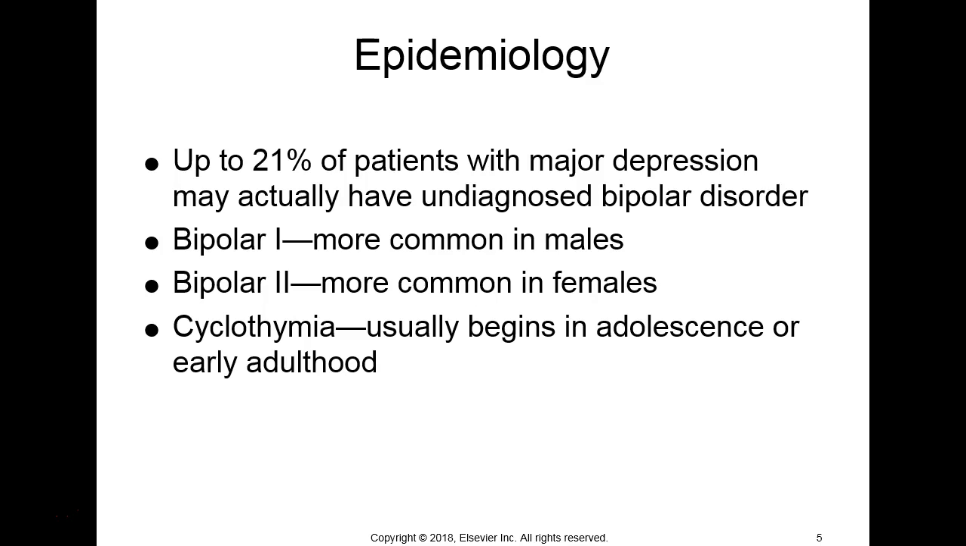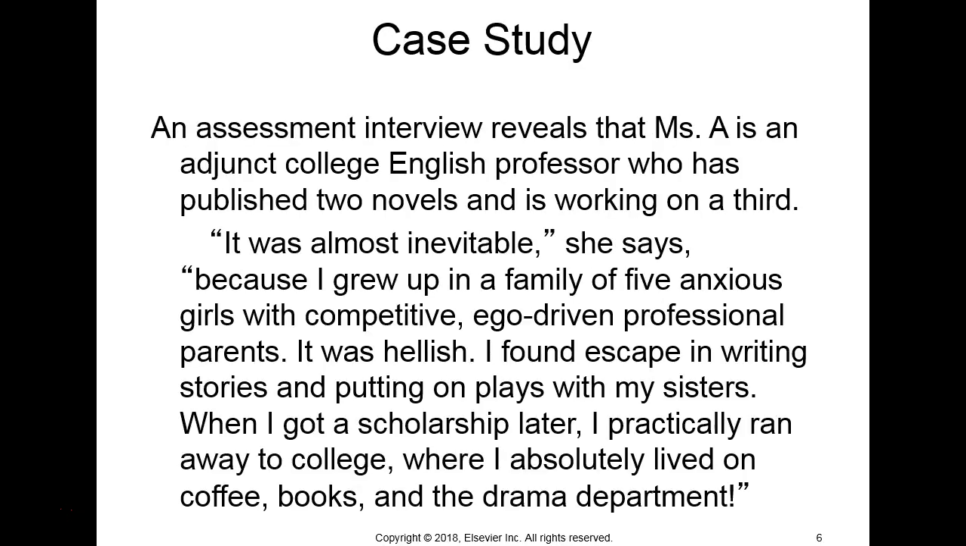And we'll be talking about some comorbidities also, which really makes things kind of confusing. So bipolar 1 is more common in males, bipolar 2 more common in females, and cyclothymia usually begins in adolescence or early adulthood. Okay, back to the case study.